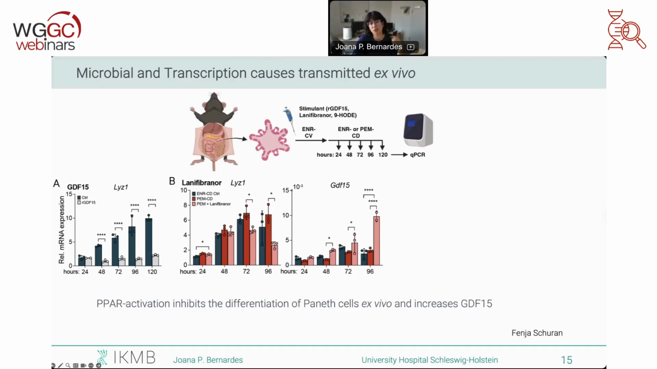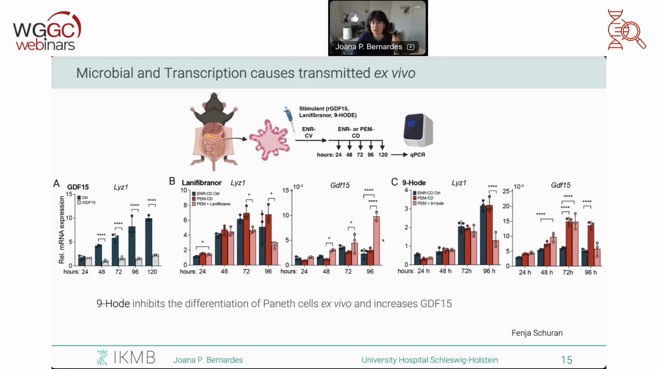And the same thing when you add the PPAR agonist lanifibranor: we could see an increase of GDF15 in these organoids. So PPAR activation inhibits the differentiation of Paneth cells ex vivo and increases the amount of GDF15 in the medium. Finally, we also tested 9-HODE, and in this case, we saw very similar results to the PPAR agonist. So both are in the same axis, but one can work without the other.